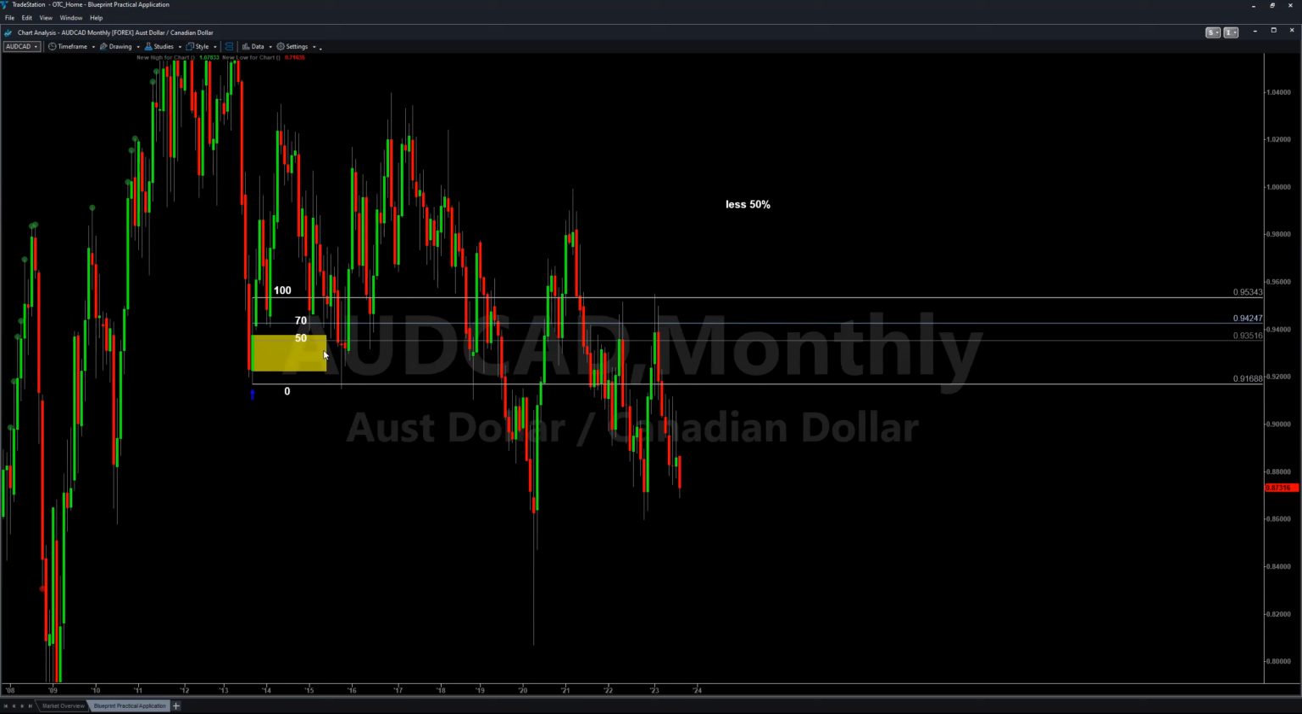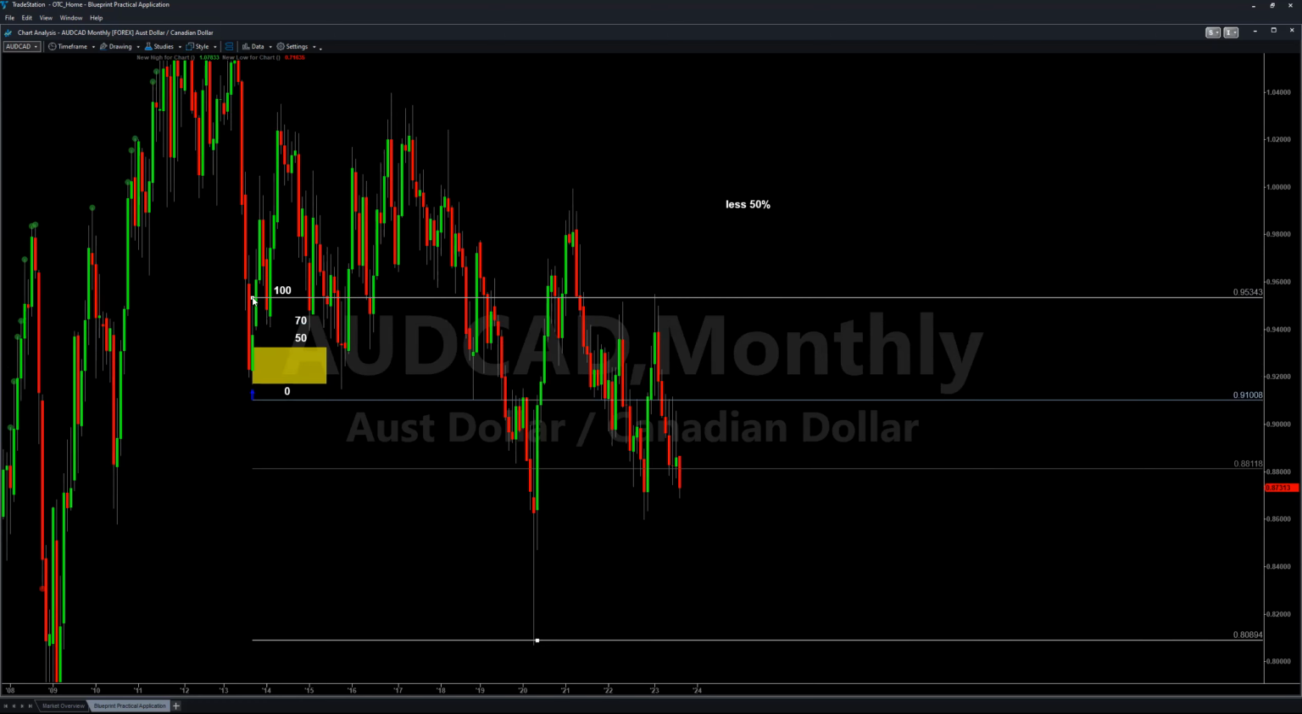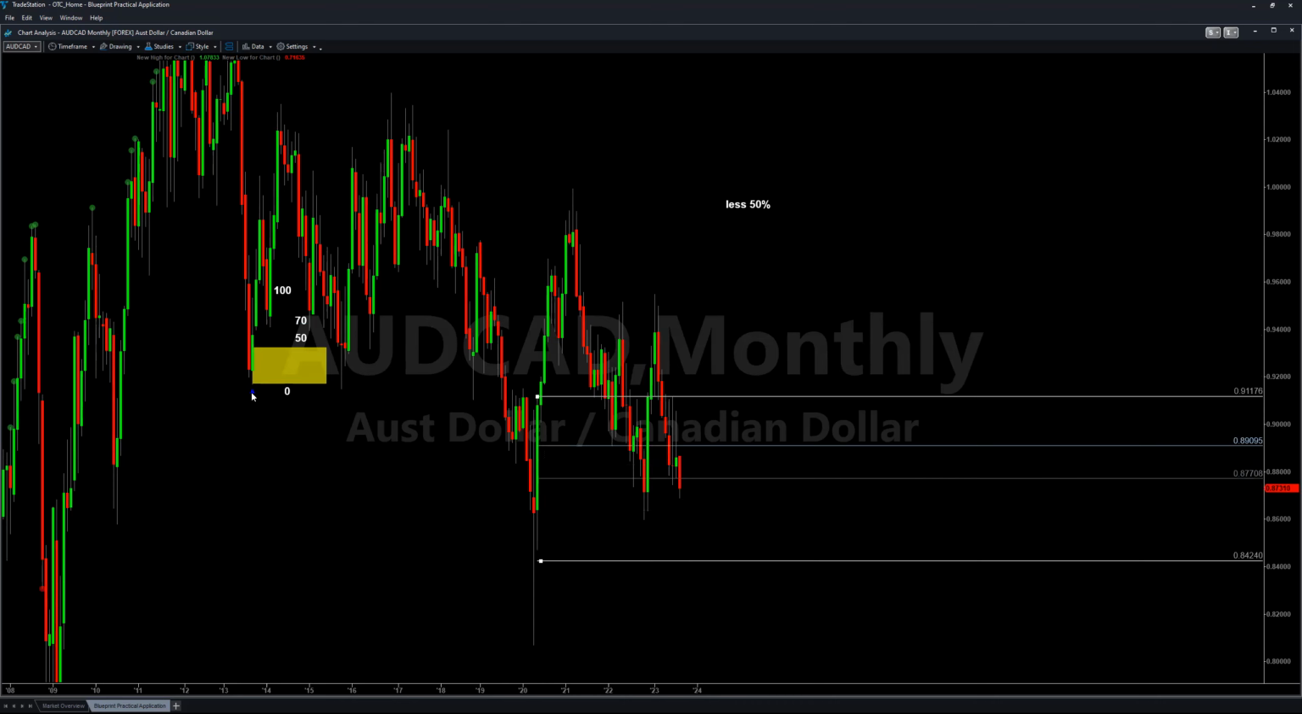Look at this. Now we will move the range here to 0, and look, we are lower than 50%. That means it is again an indecisive candle, maybe a basing candle. Okay, I want to talk also about the explosive candle again. Let's talk about this candle here.